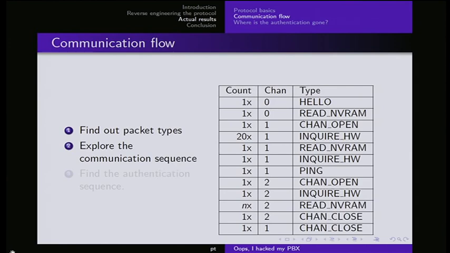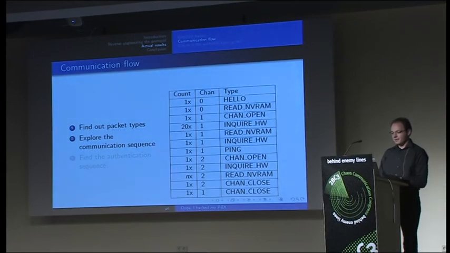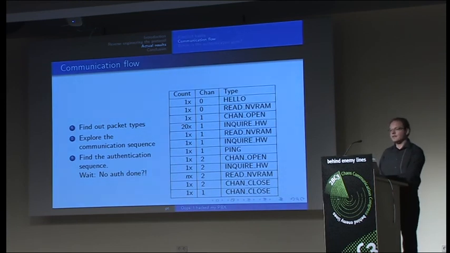So, unfortunately, there's one thing missing here. And what do you think? Where is the authentication sequence? Wait, there is none? Actually, there is a display asking you for entering a password. So you might ask yourself, how come I didn't see it? There is no kind of login packet transmitted each time you enter a right or wrong password. Because when you enter the wrong password, nothing happens on the line.